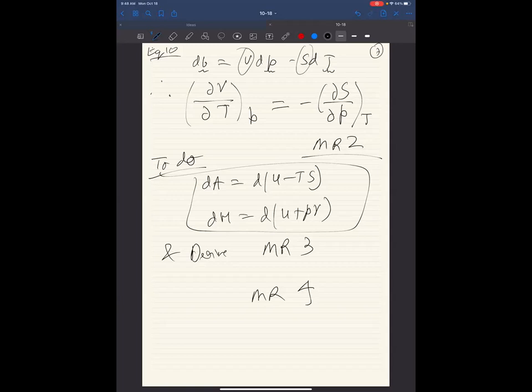So next time, no class on Wednesday. On Friday, we will do Maxwell 3 and Maxwell 4. And then I will tell you why Gibbs and Helmholtz are called free energies. And next week, we will start talking about variable composition systems.